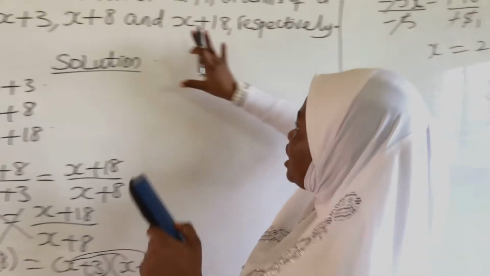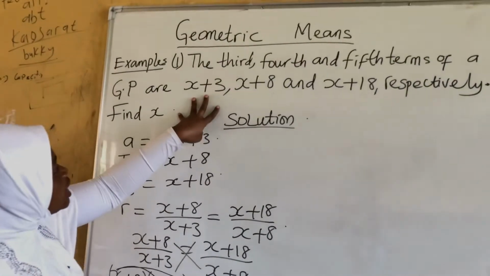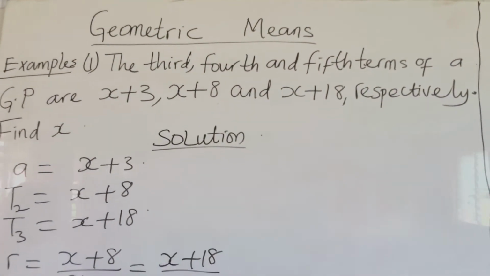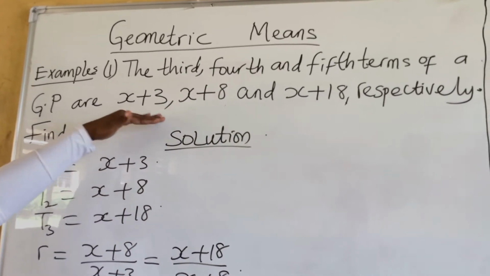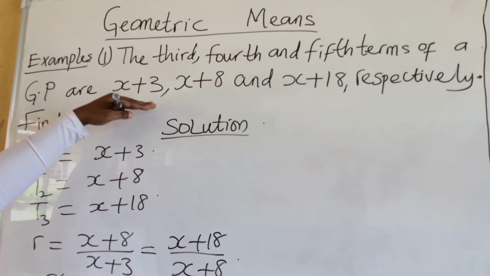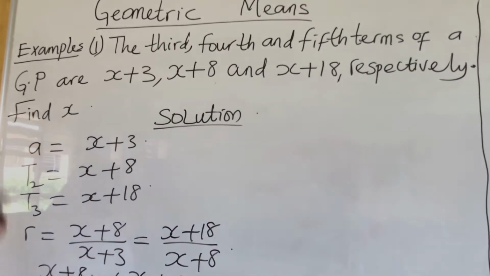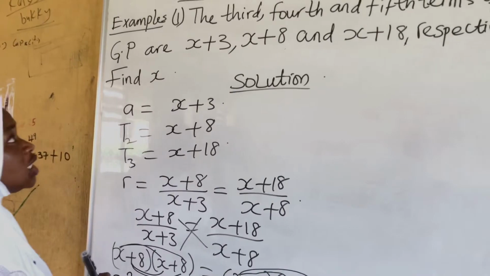If you are given any question like this in GP, you should know that what they ask you to do is find the common ratio, and the formula for the common ratio is what you simplify to find the value of whatever they ask you to find there. So, another example.